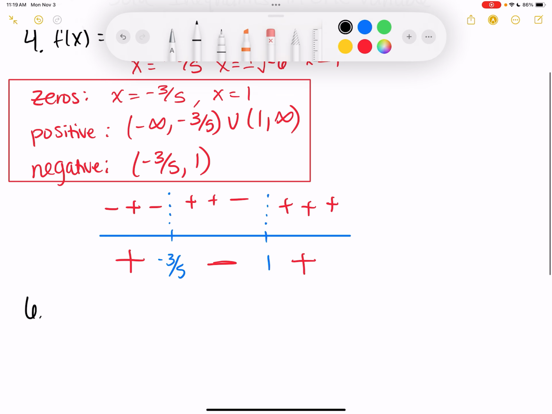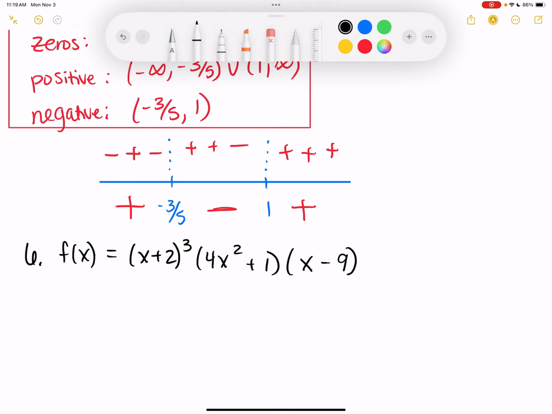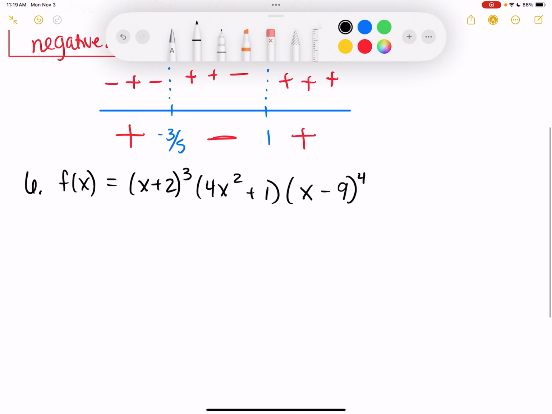All right, 6. F of x is equal to x plus 2 cubed times 4x squared plus 1 times x minus 9 to the 4th. So first thing I'm going to do is find my zeros. So I would have one at x equals negative 2.